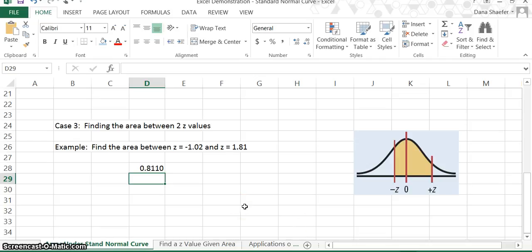The next video that you'd want to watch is finding a z-value given an area. So we'll be moving over talking about this second worksheet.